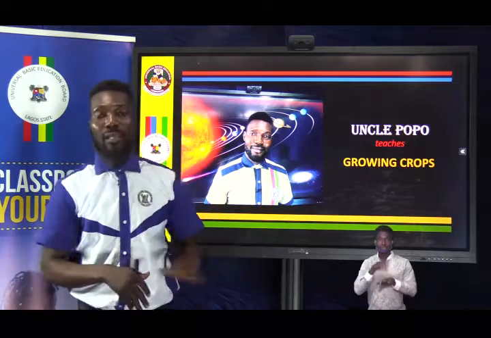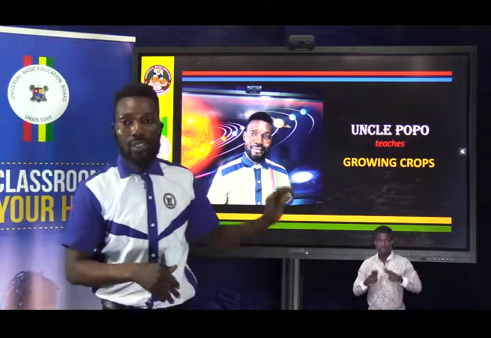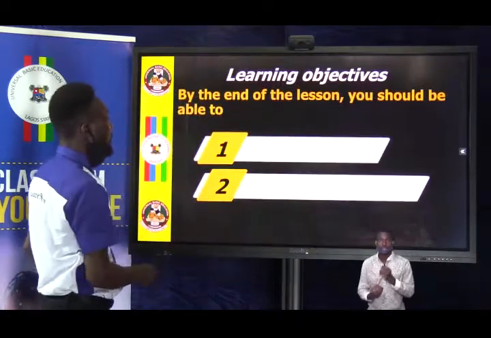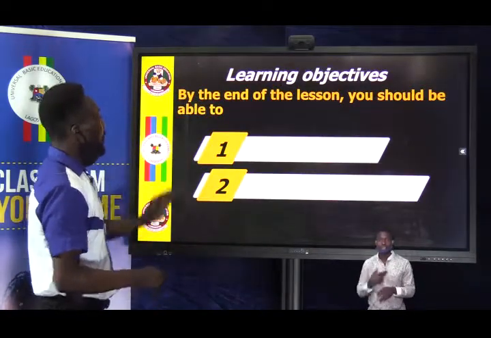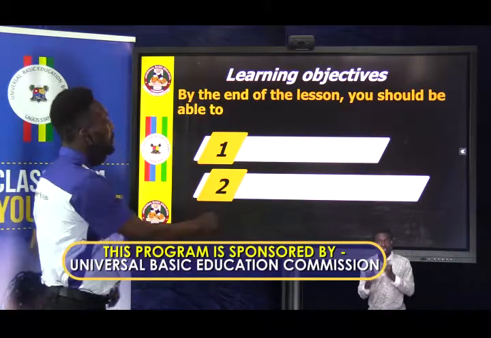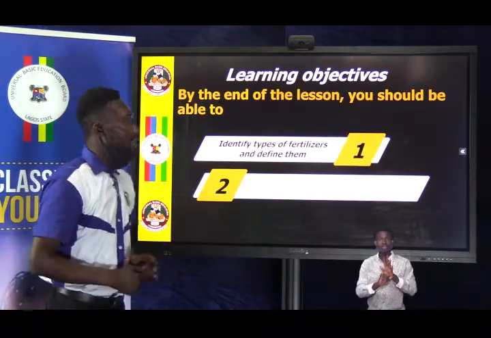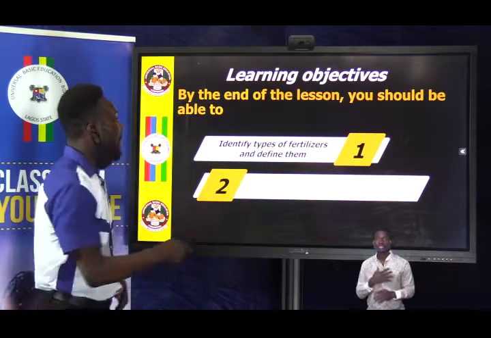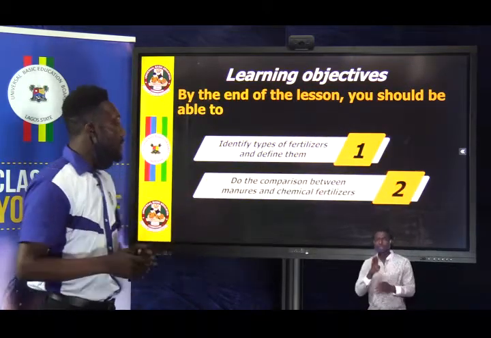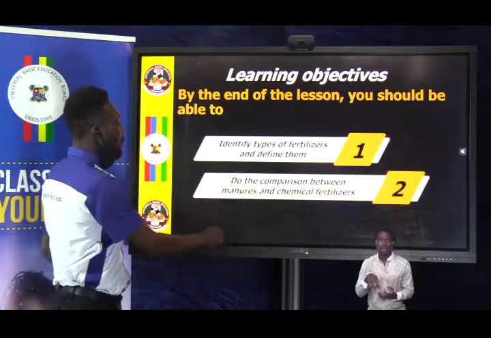Today, we are looking at another topic in basic science and technology, and that is growing crops with fertilizers. But before that, let's look at the learning objectives. By the end of the lesson, you should be able to identify types of fertilizers and define them, and do the comparison between manures and chemical fertilizers.